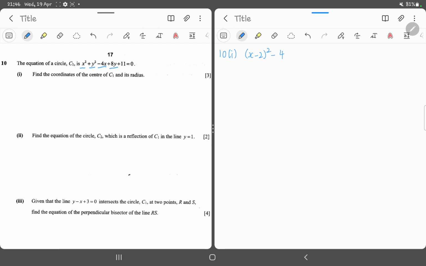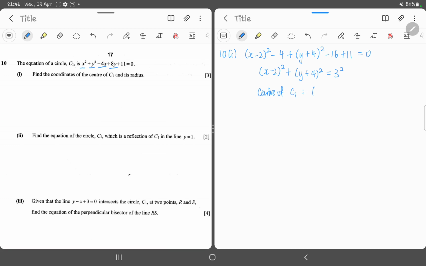Next, I am going to complete the square for the y squared and the 8y. So this is y plus 4 whole thing squared minus 16 plus 11 equals 0. This is the compensation for it. Shifting it around, we get x minus 2 whole thing squared plus y plus 4 whole thing squared equals 3 squared.